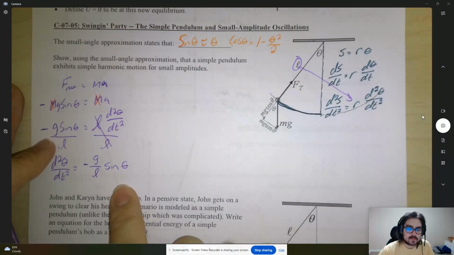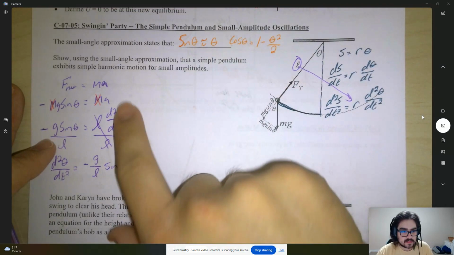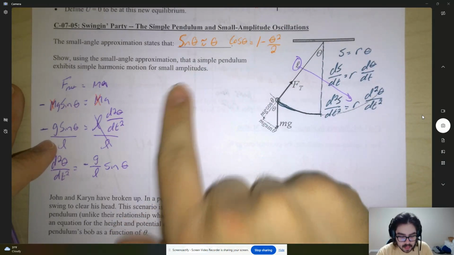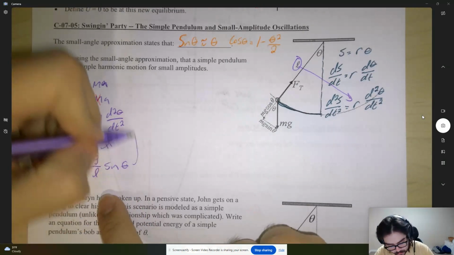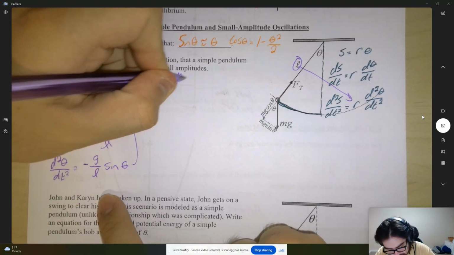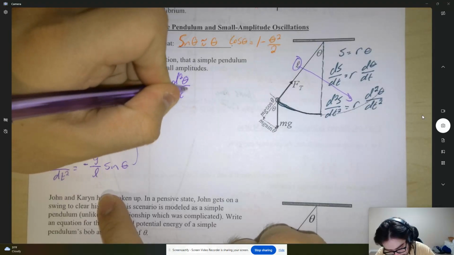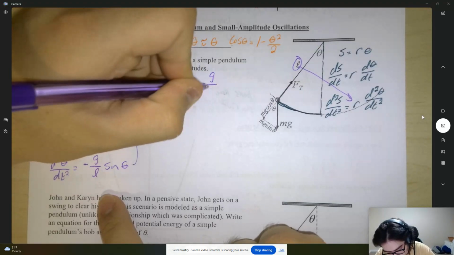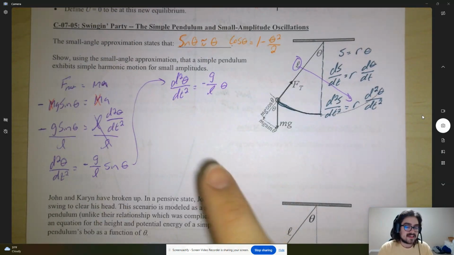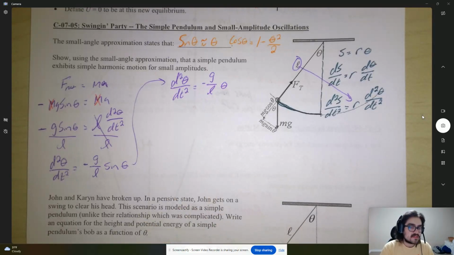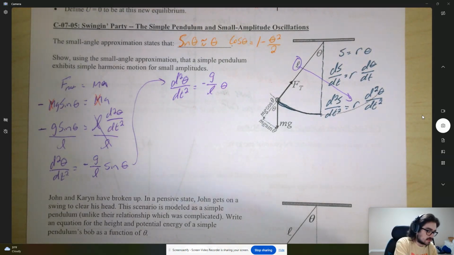You know why? Because there's a small angle approximation. It says that for small amplitudes, which means small angles, I need to approximate sine theta as being theta. So when I rewrite this, hopefully it looks familiar now: negative g over L theta. Does that look familiar to you? I hope it does, because that right there is the simple harmonic motion differential equation. I've been saying it a lot this unit, but that's really what it is. We use it so often here.